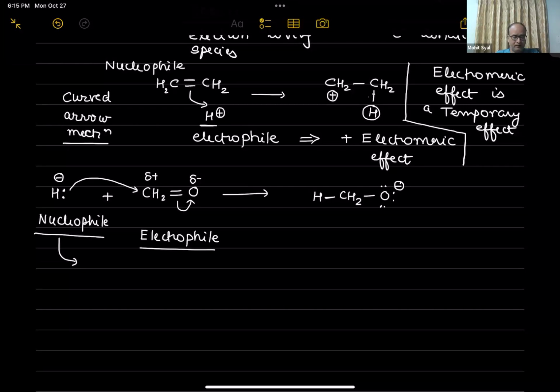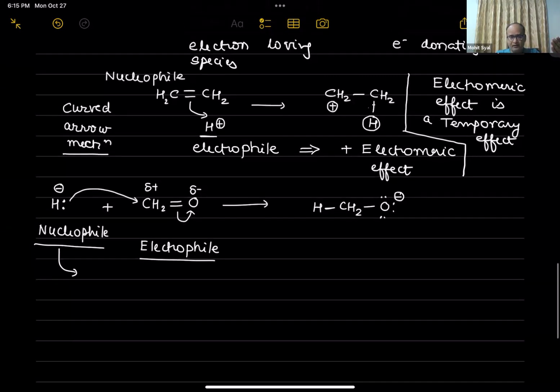Electrophile and nucleophile. Okay, so for nucleophiles, this effect is temporary because it is observed only in the presence of H minus. If H minus is not there, no such shifting of electrons will take place. Got it? Clear or not? No such shifting will take place. So this is a temporary effect which is caused by an electrophile or nucleophile.